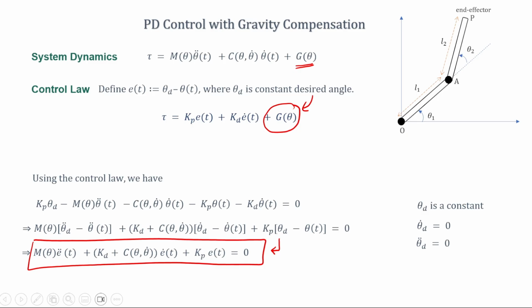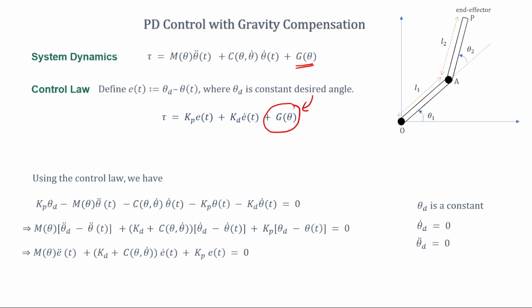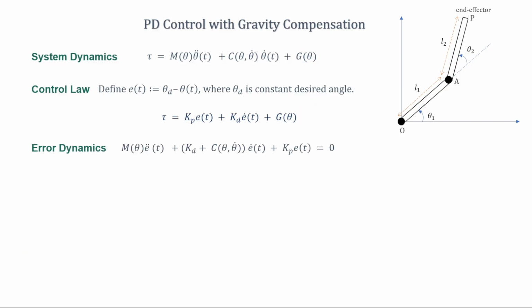Okay, now look at this expression. In this expression, if I choose Kp and Kd wisely, then I can maybe make the error go to 0, right? And therefore this control law should work. However, there are some issues. Now what are the issues?